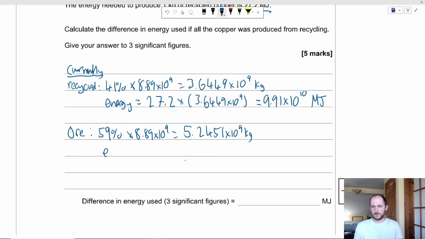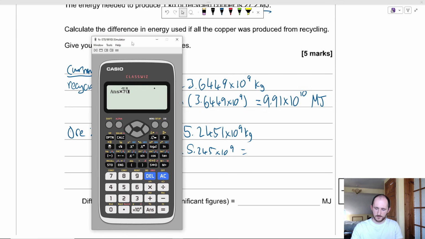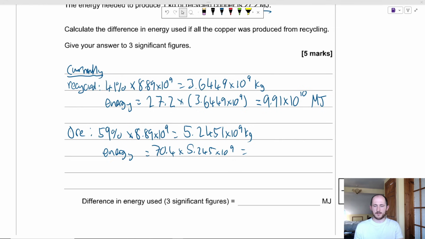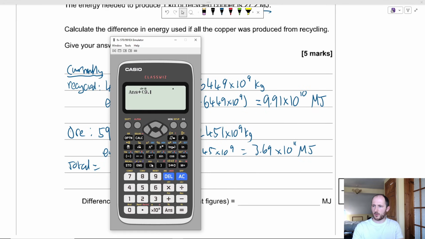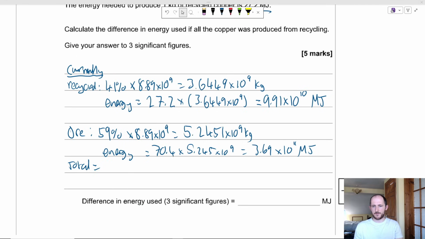Therefore, energy equals, what was it, 70.4 times that number. So now times 70.4 gives me 3.69 again to 3 sig fig. So then in total, all we're going to do is add this number and this number for the total energy, okay? So add on 9.91 multiplied by 10 to the power of 10. There we are. Which gives me 4.68 times 10 to the 11.